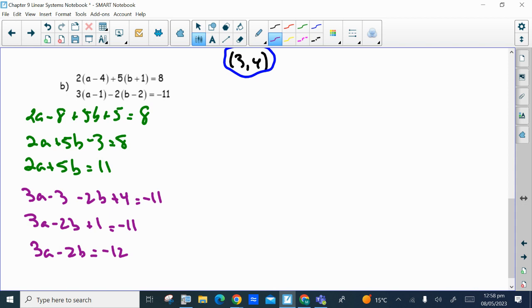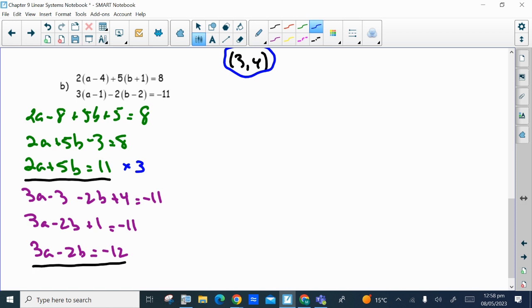So if we look at these two equations, the coefficients of the a's are not the same or opposites. Neither are the coefficients in front of b's. This is one of these ones we're going to have to multiply both equations by a constant. And it doesn't matter. You can eliminate the a's or the b's. It doesn't matter. For no reason, I'm just going to decide to eliminate the b's.